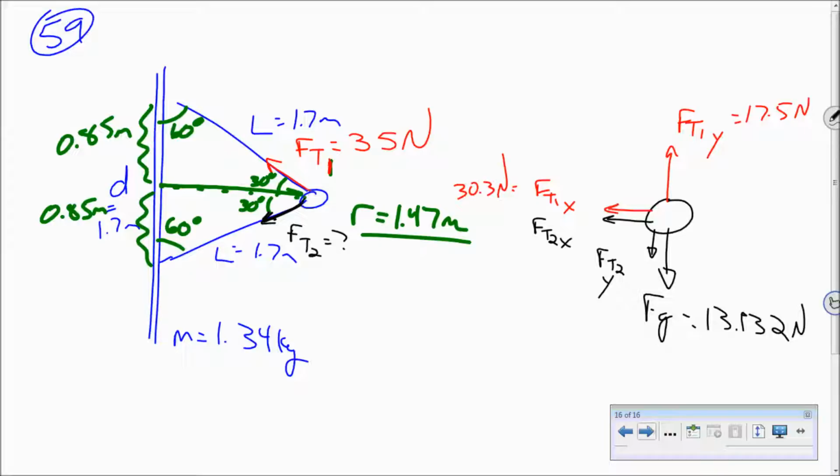Yeah, the tension 1 in the y direction, gravity, and tension 2 in the y direction all have to add up to 0, right? Because the motion is horizontal. It's not accelerating up or down, right?